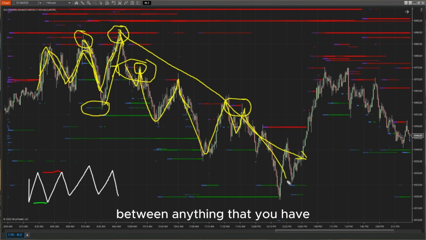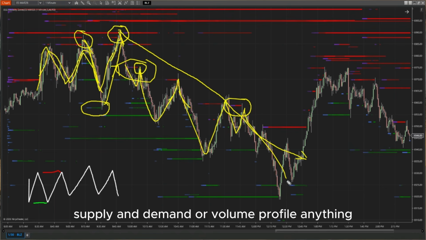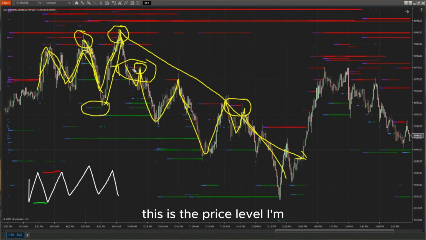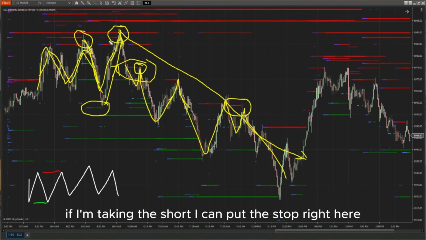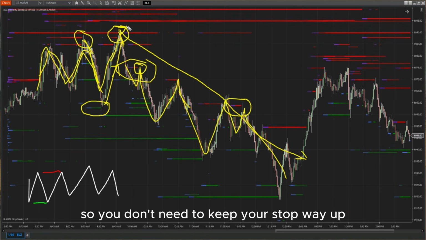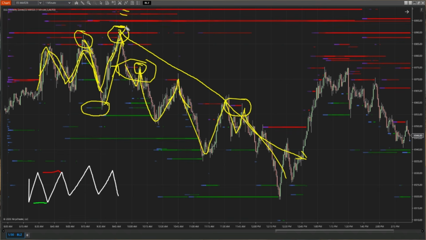Here's the biggest difference between this and anything that you have, supply and demand or volume profile, anything. There is no way for you to confirm immediately this is the price level. Here I can exit, I can put the stop right here. If I'm taking the short, I can put the stop right here because you took this liquidity, it rejected already. If it goes above it, the trade already failed. So you don't need to keep your stop way up. You just need to keep it here.